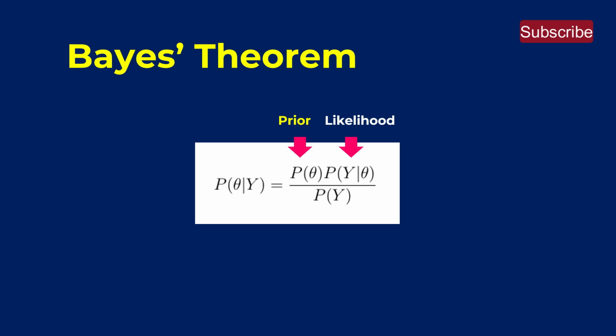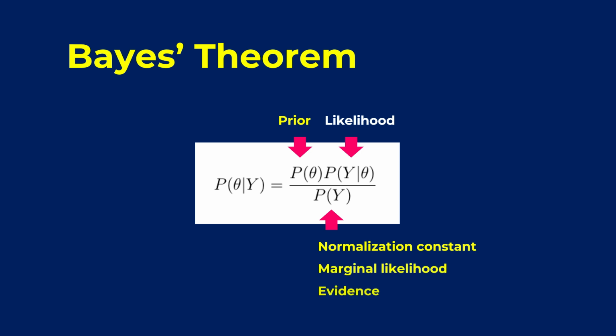In the denominator, we have the normalization constant, or marginal likelihood, or the evidence term, which represents the global information of the posterior distribution at a specific point in relation to the surrounding points. The term on the left-hand side is called the posterior, which is our updated belief in the parameter theta after we take into account evidence y.